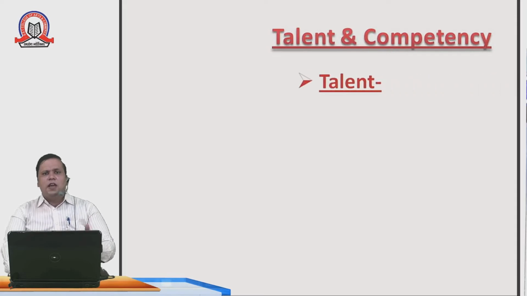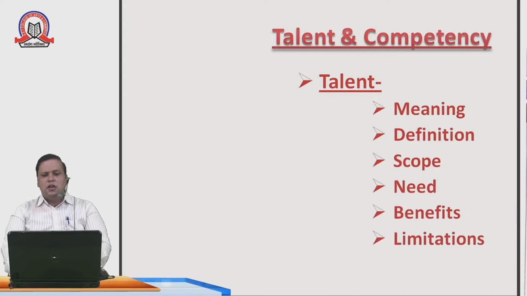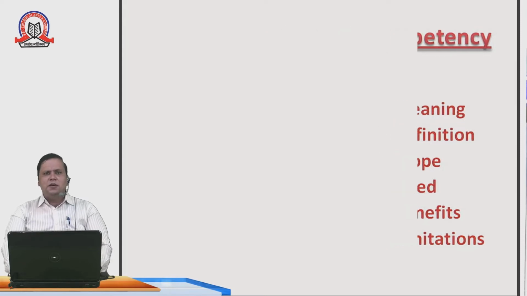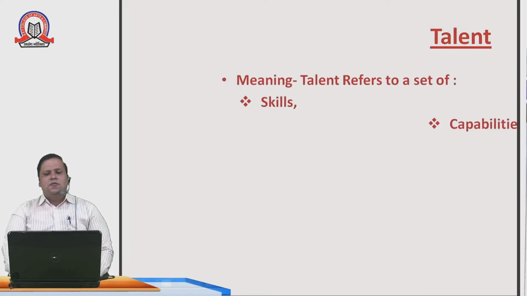Let us check what we are going to learn under talent management. First of all, the meaning of talent, the definition of talent, scope of talent, need of talent, benefits, limitations. So all these six topics we are going to discuss in this lecture. Starting with the meaning of talent. Talent is nothing but a set of skill sets which one person imbibes with the help of his capabilities and the art of performing a particular task.